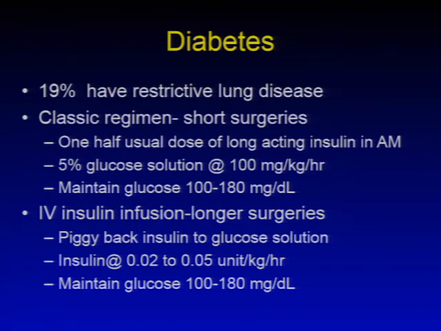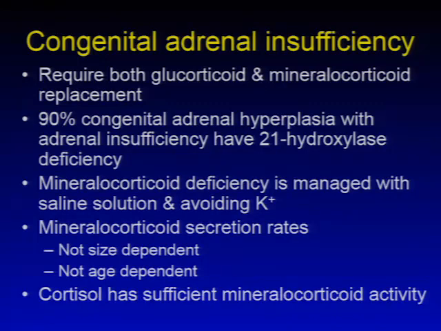Congenital adrenal insufficiency requires both glucocorticoid and mineralocorticoid replacement. 90% of congenital adrenal hyperplasia with adrenal insufficiency have 21-hydroxylase deficiency. Mineralocorticoid deficiency is managed with saline solution, and potassium is avoided. Mineralocorticoid secretion rate is not size dependent and not age dependent. Cortisol has sufficient mineralocorticoid activity to stand alone.